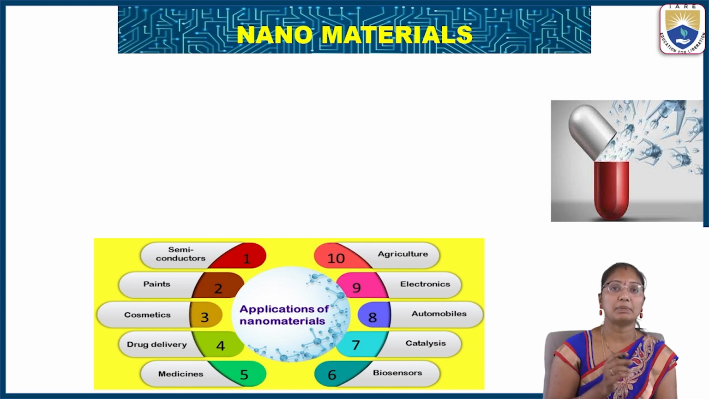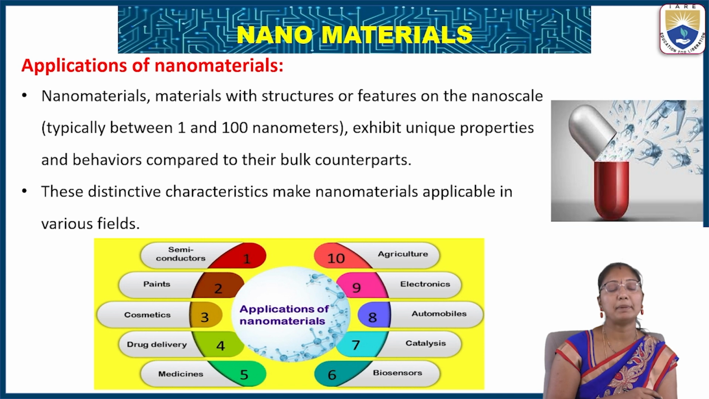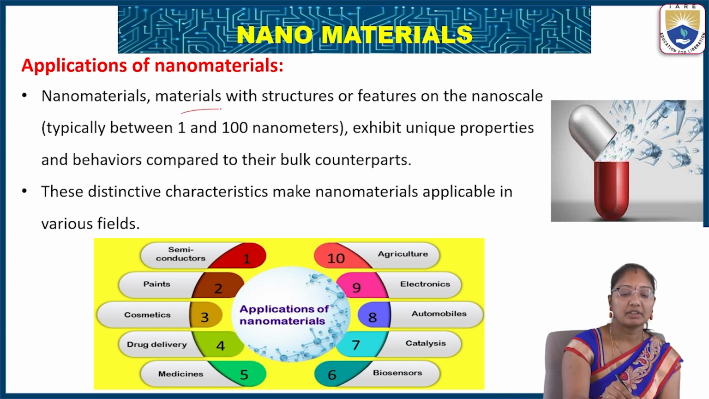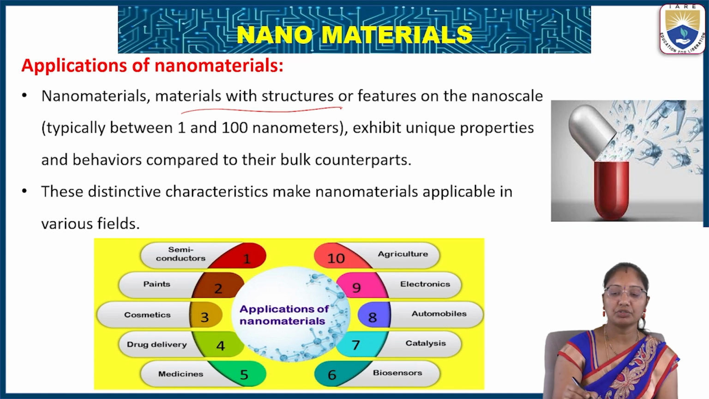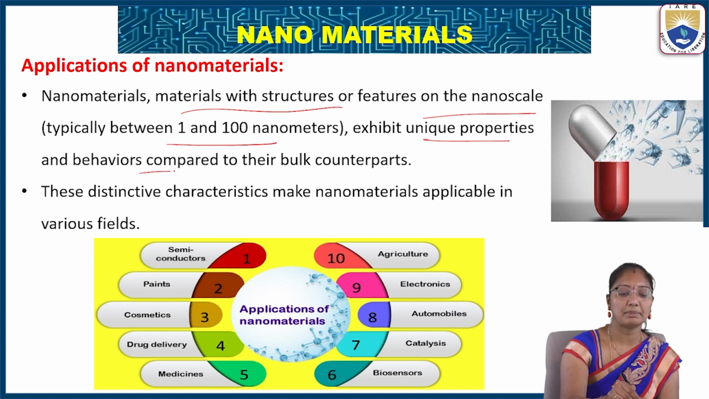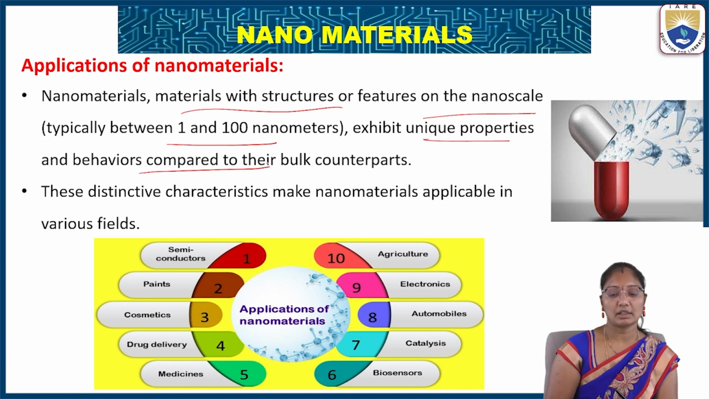Now, how will it be useful for us? The applications of nanoparticles and nanomaterials: materials with structures or features on the nanoscale, typically in the 1 to 100 nanometer range. They exhibit unique electric, magnetic and optical properties and behaviors compared to their bulk counterparts. These distinctive characteristics make nanomaterials applicable to various fields.